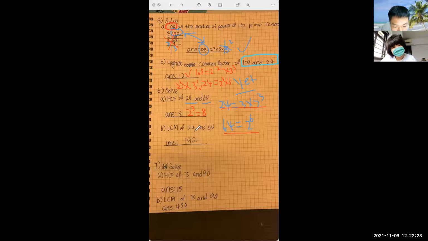So for the lowest common multiple, it must be all present prime numbers. I see 2, I see 3. For 2, the highest power is 6. So 3 times 64 is correct, 192.